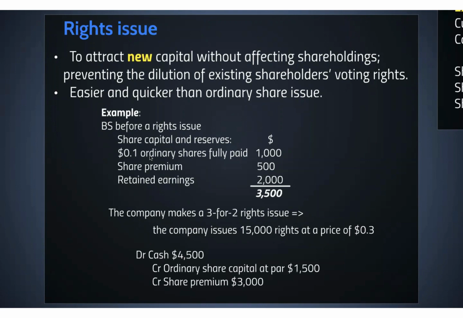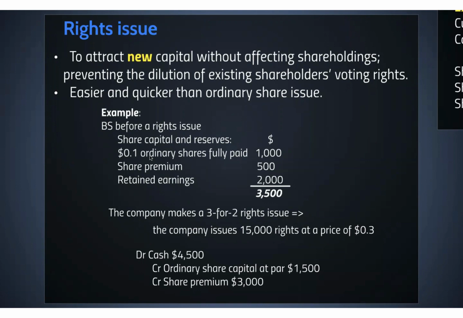Let's consider the accounting entry first. We have to debit cash on the full amount received after the rights issue. Of course, we assume that all the rights were executed because no one wants to dilute their share. So we have to debit cash by 4,500. This is 15,000 rights multiplied by 30 cents. We have to credit ordinary share capital at par, nominal value, because we are allowed to increase or decrease share capital by nominal value only.